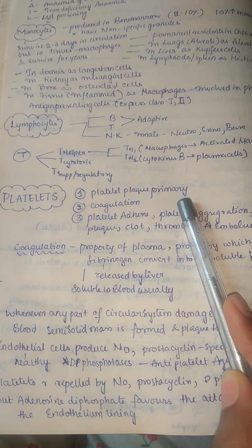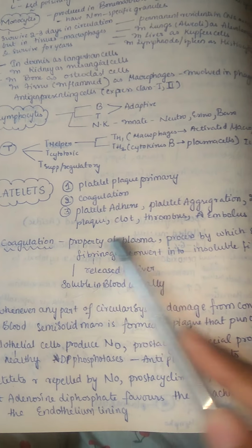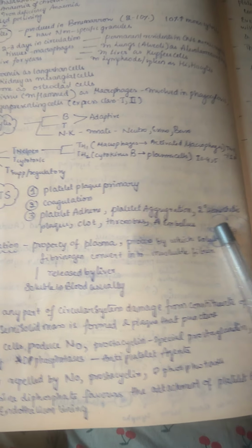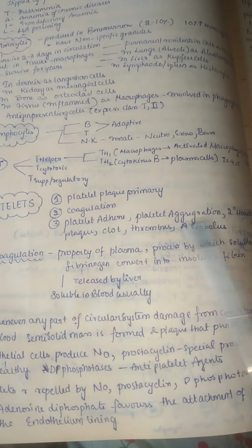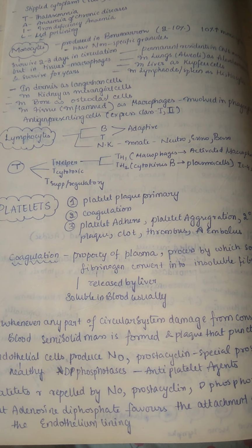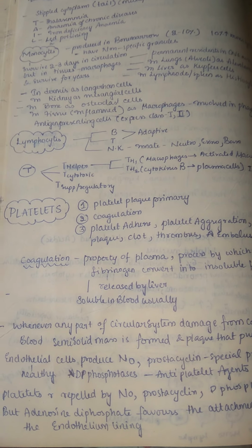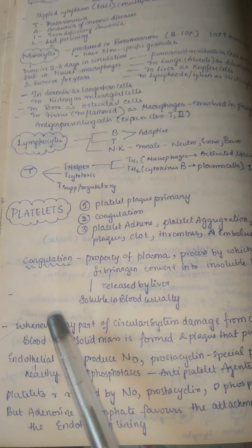First the platelet primary plug is formed, and next the coagulation takes place. The platelets adhere, and next platelets aggregate, and next the secondary hemostatic plug forms, next a clot forms, a thrombus forms, an embolus. We'll try to differentiate all these terms by the end of this lesson, so that we can understand every process. So first, what is coagulation?